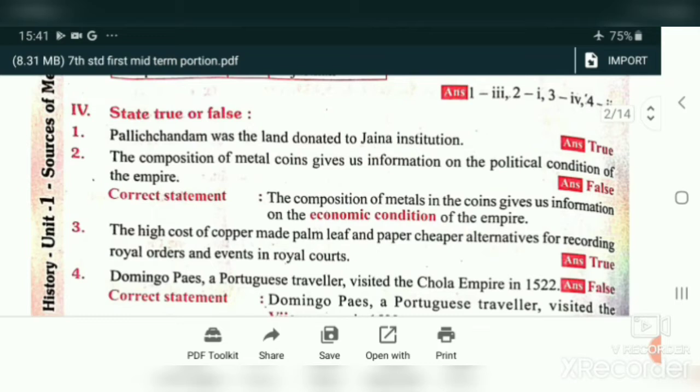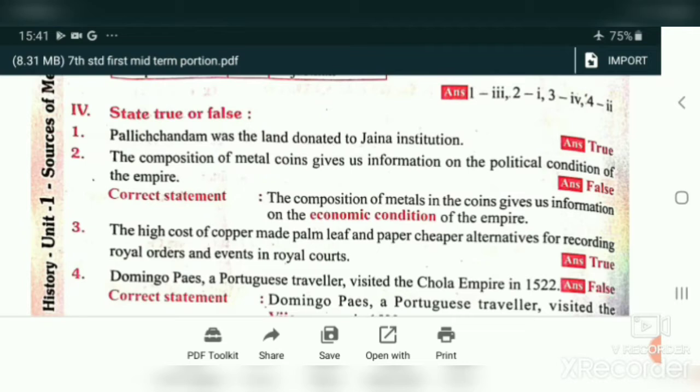Now we will move to true or false. Pallichandam was the land donated to a Jain institution. True. The composition of metal coins gives us information on the political condition of the empire. It is false, because the coin gives information on the economic condition. Here they have given political condition.